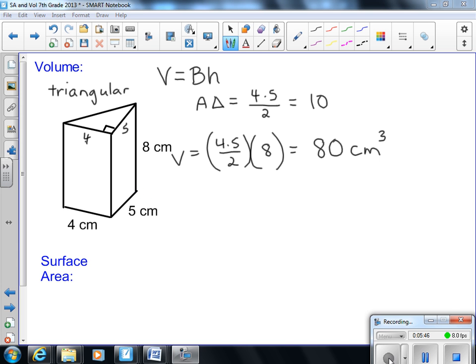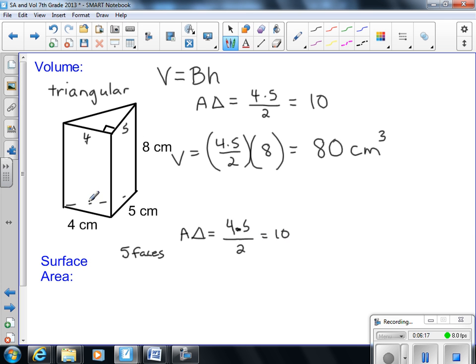Surface area. For the surface area, I'm finding all the area of the faces. Now, how many faces are on this triangular prism? I actually have 1, 2, 3, 4, 5. So I have 5 faces. So for surface area, I'm going to find the area of a triangle to start with, which we just did, didn't we? 4 times 5 divided by 2 was 10.